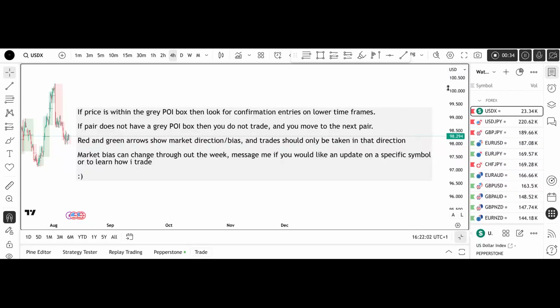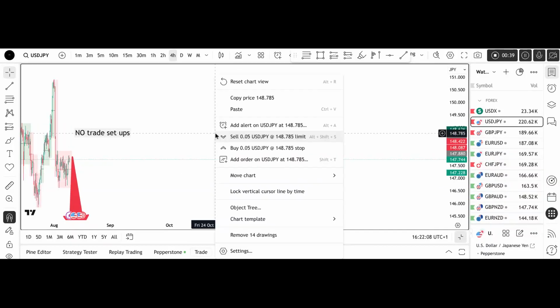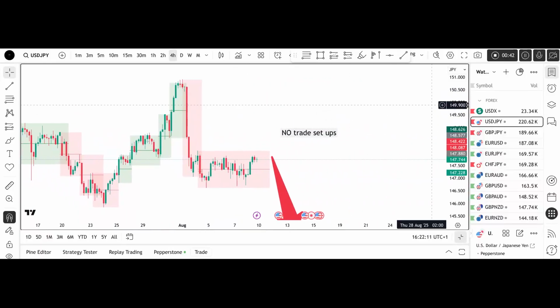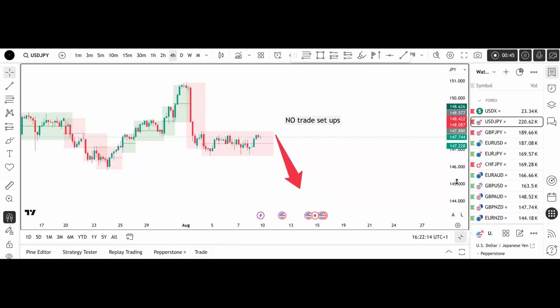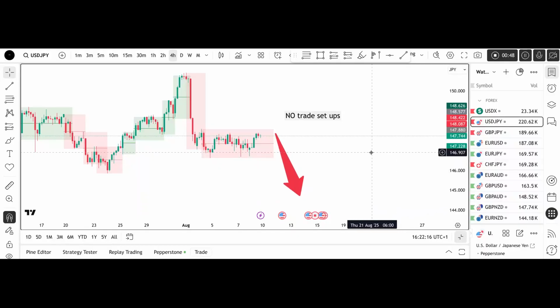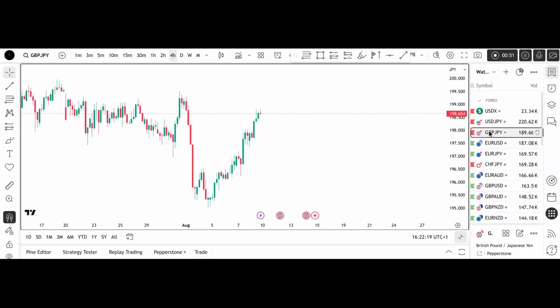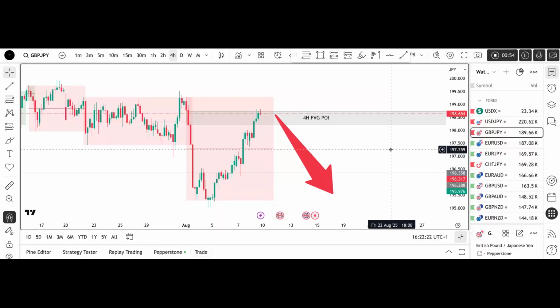And once you're happy with that, let's go through the pairs. So there's currently no trade set up, so USD JPY. Overall, we are bearish. Okay, we're currently within the point of interest, POI, and we should now be looking at lower time frames for confirmations to continue going downwards. Like I said, big fat red arrow means overall we're bearish, so only look for sell trades.